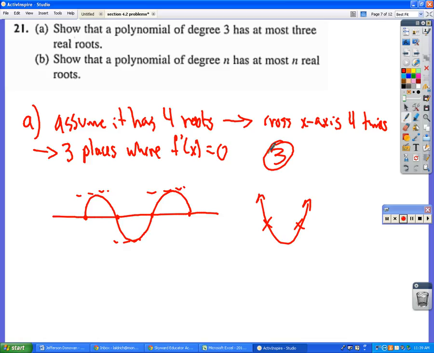Same thing with show that a polynomial of degree n has at most n roots. If it had n plus 1 roots, that means it would have to cross n plus 1 times, which means that it would have n places where the derivative equals 0. But if you take the derivative of a polynomial of degree n, you get a polynomial of degree n minus 1, which will only equal 0 n minus 1 times, not n times.